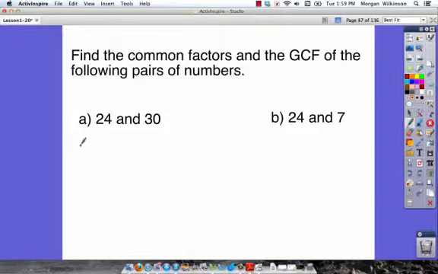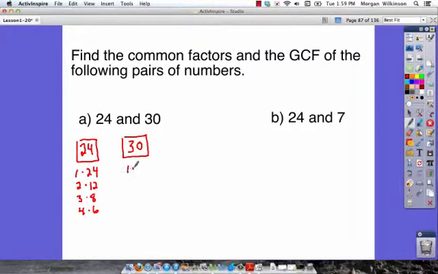If we look at the number 24 and we list out the factors of 24, we could have 1 times 24, 2 times 12, 3 times 8, and 4 times 6. Let's look at 30. If we have 30, we have 1 times 30, 2 times 15, 3 times 10, nothing times 4 will evenly go into 30, but we have also 5 times 6. And those are all of our factors of 30.